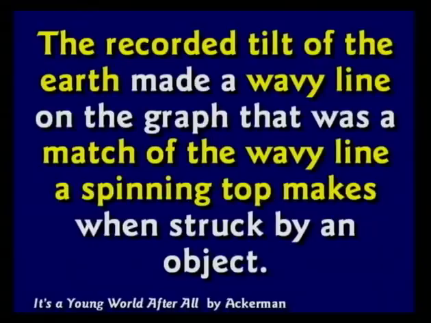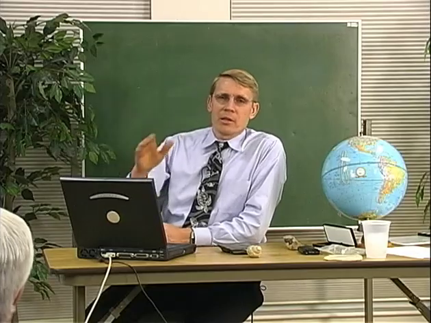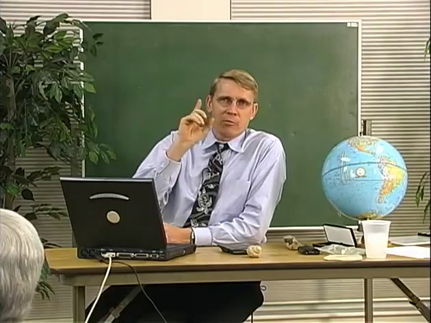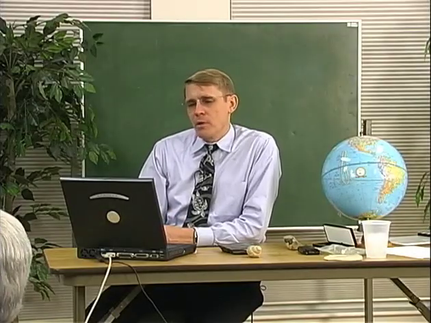And Dodwell said, the recorded tilt of the earth, based on the temples that he studied and the evidence of what the earth was tilted at the time the record was made, says that it made a wavy line of a graph that was the match of a wavy line a spinning top makes when struck by an object. It appeared to him that something struck the earth 4,350 years ago. So just by looking at the graph that he made of how much the earth was tilted and when the observation was recorded, something struck the earth 4,350 years ago, according to Dodwell. Well, that's about the time of the flood.